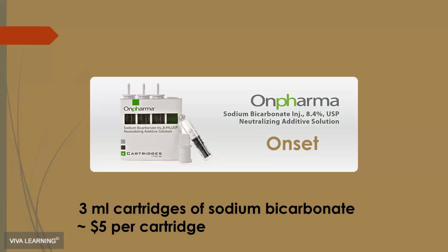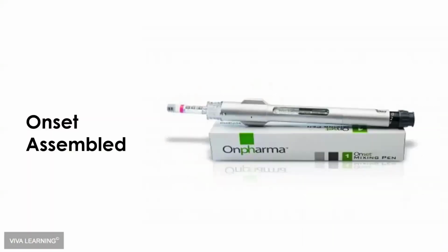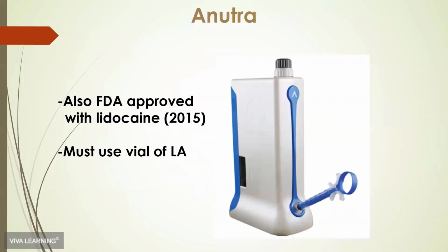So this Onset product made by Onpharma comes with 3 ml bicarb cartridges. It comes with a connector and a mixing pan, and the mixing pan allows you to dial in about 0.1 or 0.2 mils of sodium bicarbonate into the local anesthetic cartridge. And this is what it looks like when it's all set up.